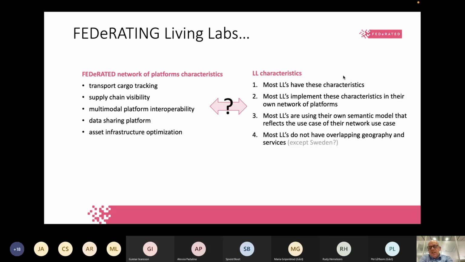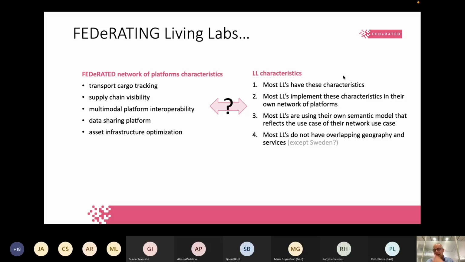And then the last one is a little bit of an issue here, is that most of the labs do not actually overlap in geography. There are some exceptions, like Sweden, and I suspect that the Swedish living labs have the biggest chance of being able to interoperate for that reason, is that there's already some connectivity in terms of what these labs do and the geography that they cover.